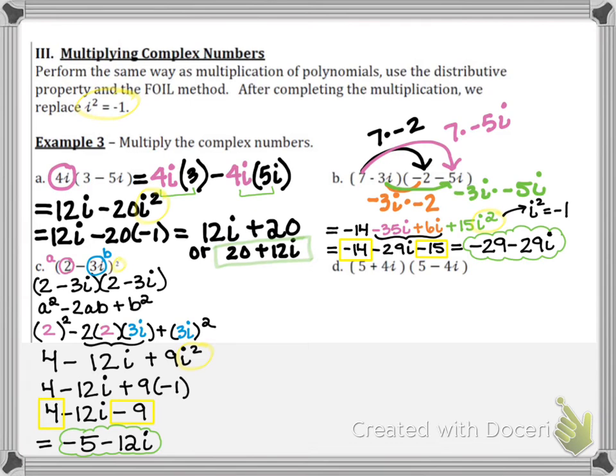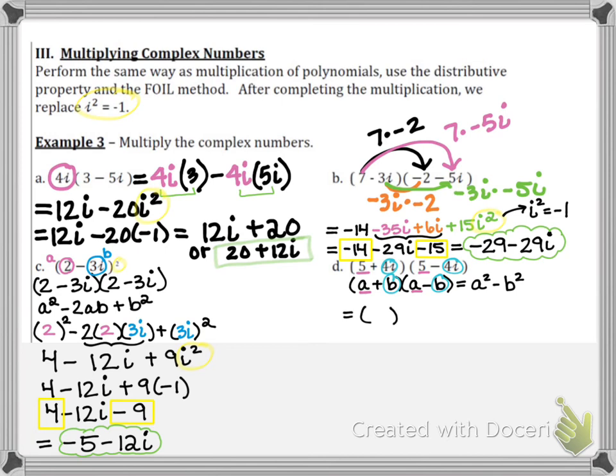All right, one more in part D. Hopefully you recognize the pattern of conjugates in part D. 5 plus 4i times its conjugate, which is 5 minus 4i. So when you multiply conjugates in general, the rule is a plus b times a minus b results in the difference of squares, which is a squared minus b squared. So let's identify our a value and our b value. Our a value in this case will be 5, and our term for b will be 4i.